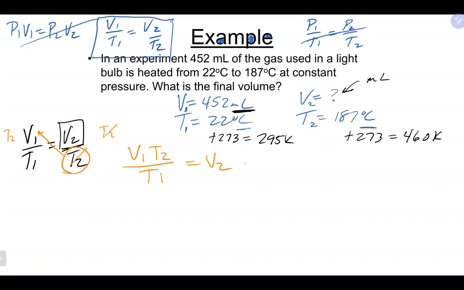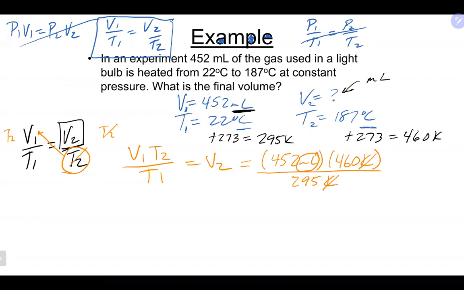Now, the other important thing with gas law problems is to make sure you get the right numbers in the right spot. It's very common for people to invert numbers and put the ones for the twos and the twos for the ones. So in this case, our V1 would be 452. Our T2 should go up on top, which is 460. And our T1 should go on the bottom, which is 295 Kelvin. Here, the Kelvin and the Kelvin will cancel. That's going to leave us milliliters, which is good because we are looking for a volume.